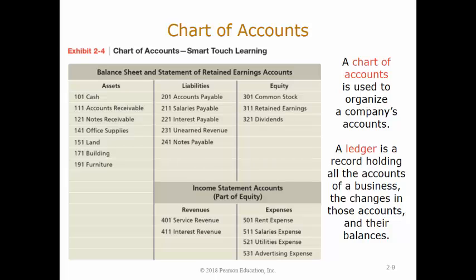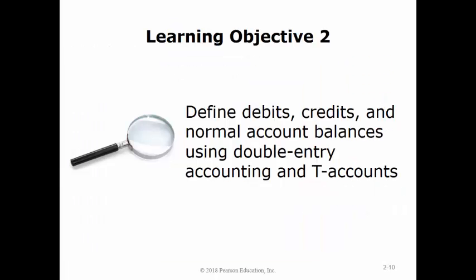In addition to a chart of accounts, companies need a way to show all of the increases and decreases in each account along with their balances. A ledger is used to complete this task. A ledger is a collection of all the accounts, the changes in those accounts, and their balances. A ledger provides more detail than a chart of accounts.